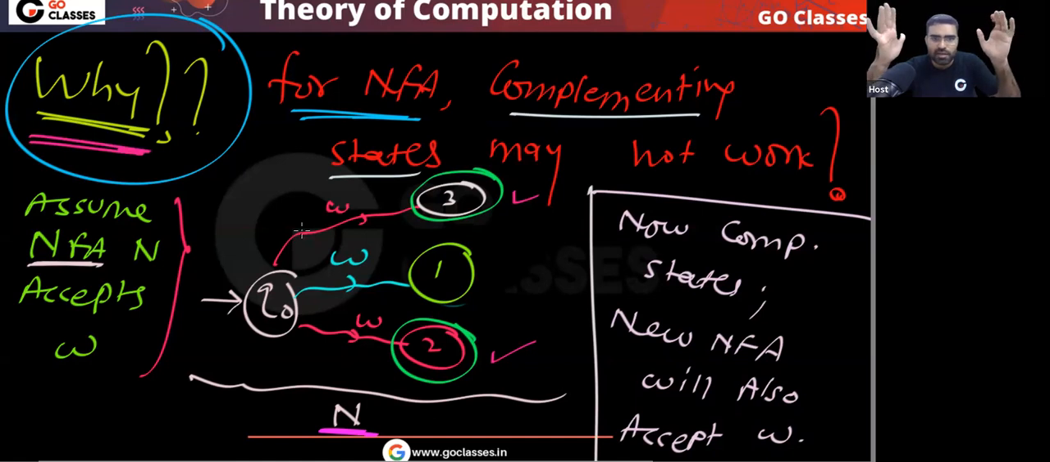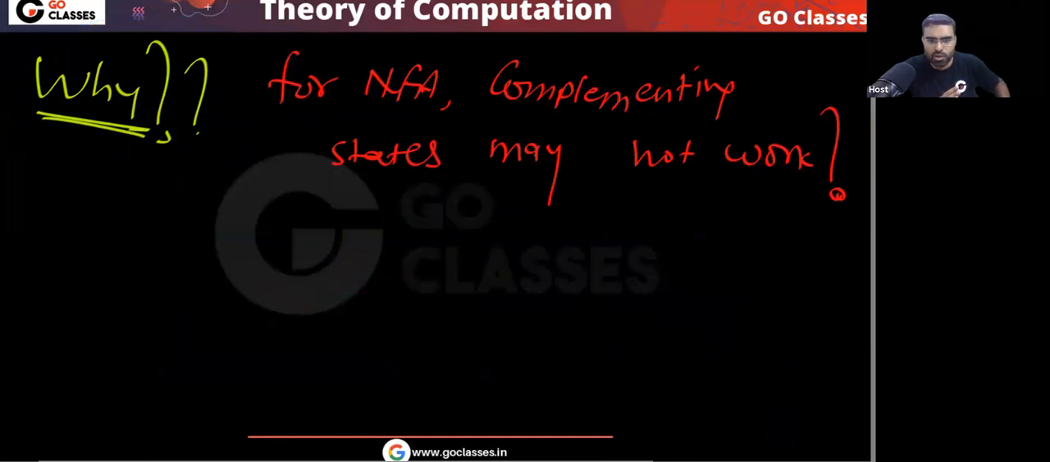Without an example, can you intuitively see that for an NFA, complementing states may not work? Complementing states in an NFA may or may not work. But without an example, this is the actual reason why it happens. Please tell me, did you understand why it happens? Now tell me one more thing.